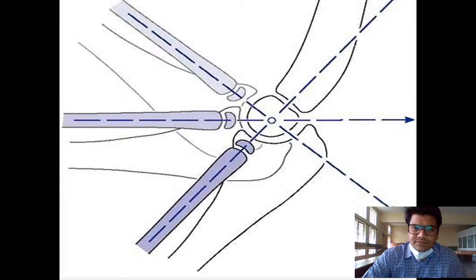Here you can see, this is the humerus, this is the capitellum, this is the radius, and this is the ulna. In any range of motion, a line drawn along the long axis of the radius should bisect the capitellum. One more thing: lines drawn along the anterior shaft and posterior shaft of the radius should enclose the capitellum.